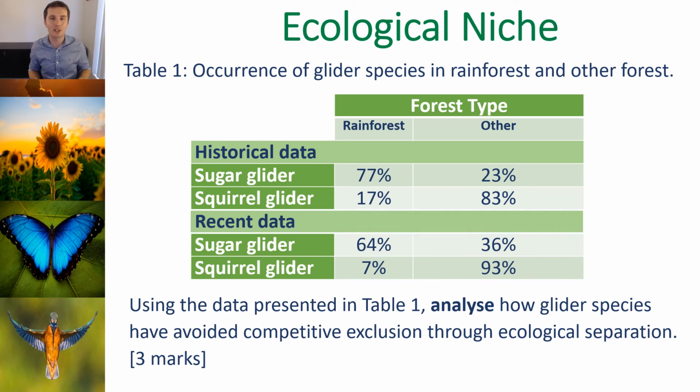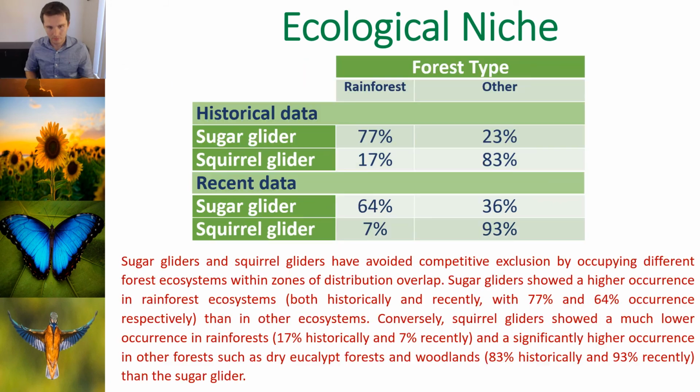Using the data presented in Table 1, analyse how glider species have avoided competitive exclusion through ecological separation. Pause the video, this is worth 3 marks. See if you can add some data and answer this. Looking at this question, you can see that the sugar gliders, historically, well, they occupied the rainforest 70%, and in recent data, 64%. While the squirrel glider, it's in the rainforest 17%, and then recently 7%.